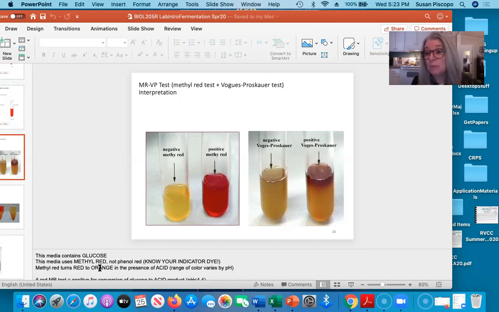And as you can see in the picture on the slide over on the right-hand side, it doesn't turn the whole tube red. You get a ring of red up at the top because you're dripping these reagents into that tube when you take it out of the incubator. So that's what we're looking for in a positive VP test. We're looking for a red ring to form on the top of the tube when we take it out of the incubator and drip those two reagents in. So let's take a look at some results.